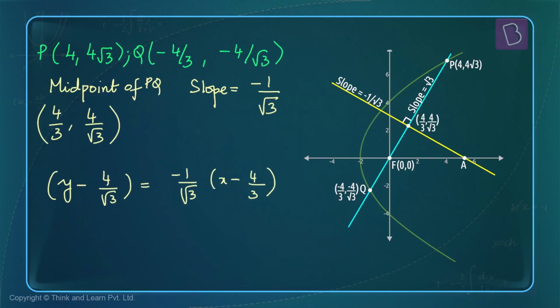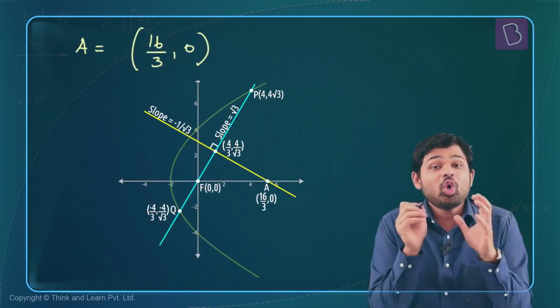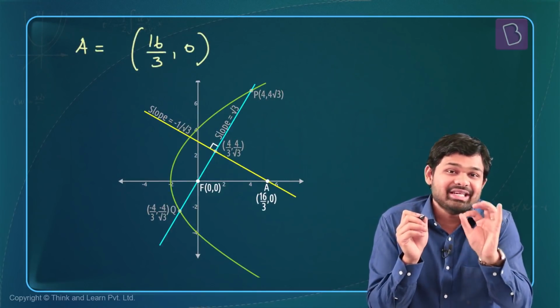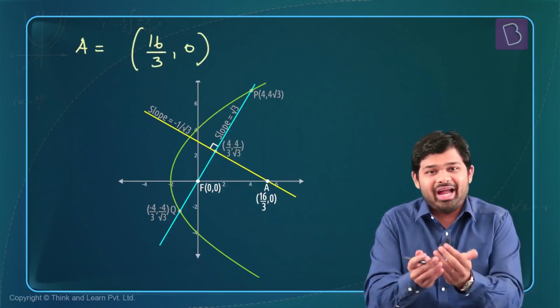Now this perpendicular bisector intersects the x-axis at point A, which means that the y-coordinate of that point is going to be equal to 0. So I'm going to substitute the value of y equal to 0 here. So if I substitute y equal to 0, I get -4 over root 3 as -1 over root 3 (x minus 4 by 3). I can cancel out the root 3's. I can also cancel out the minus sign from there, and I'll be left with 4 equal to x minus 4 by 3, which upon solving I get x equal to 4 plus 4 by 3, which is nothing but 16 by 3. So the coordinates of point A is (16 by 3, 0).